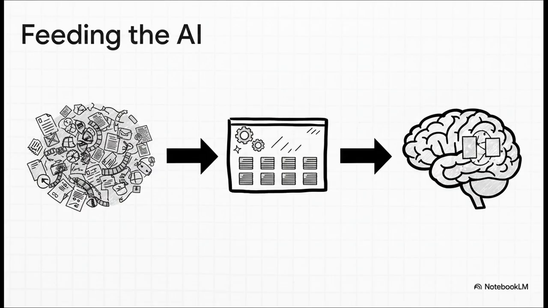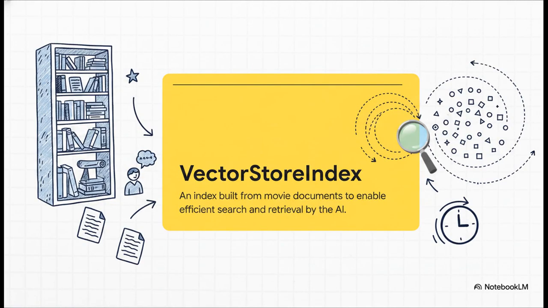And finally, we feed this whole stack of digital index cards into a system that organizes them perfectly for our librarian model. And that digital library has a fancy name. It's called a vector store index. Now, I know the name sounds a little complicated, but the idea is actually pretty simple. It takes all that text about each movie and turns it into a string of numbers, a vector, that represents its meaning. So movies that are similar in meaning get similar sets of numbers. This lets our librarian find related movies almost instantly just by comparing the numbers. It's the secret sauce that makes our AI's memory so fast and so effective.